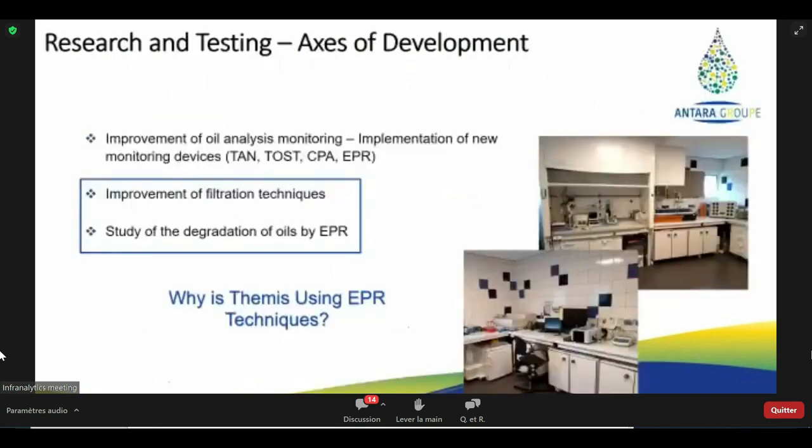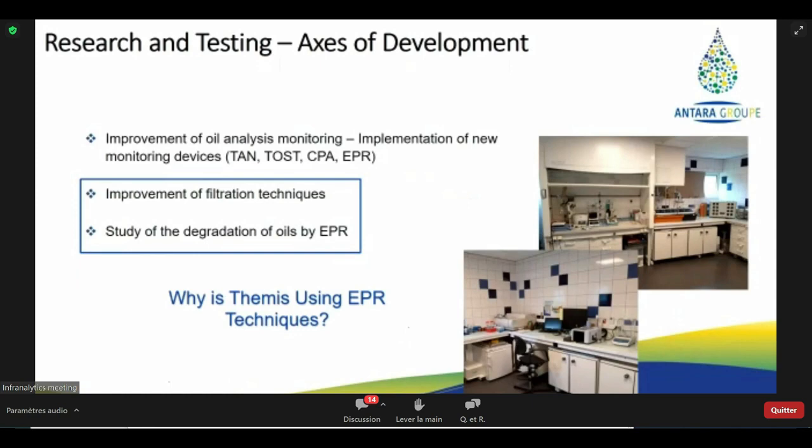In the research lab, there are 3 axes of development. The first one is the improvement of oil analysis monitoring. So we use different techniques to monitor oil analysis, and we also implement new devices such as the TAN, the TOST, the CPA, and the new one was the EPR. The second axis is the improvement of the filtration technique. And the third one, the study of the degradation of oil.